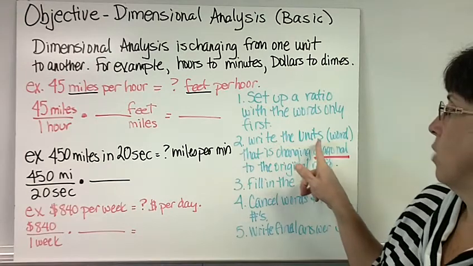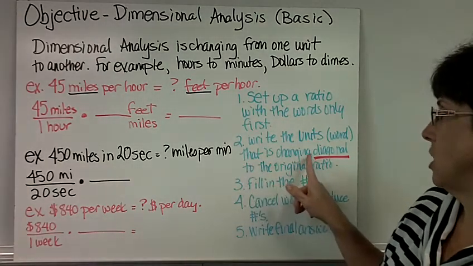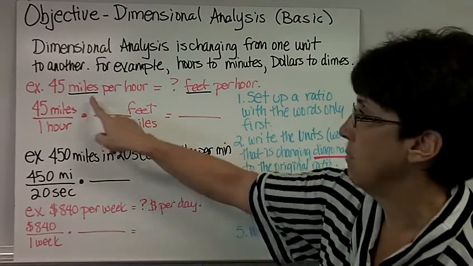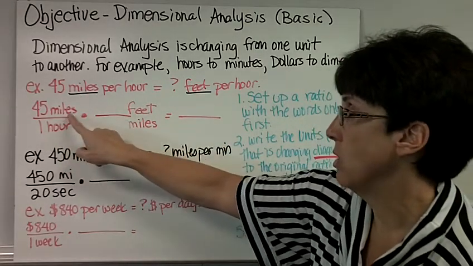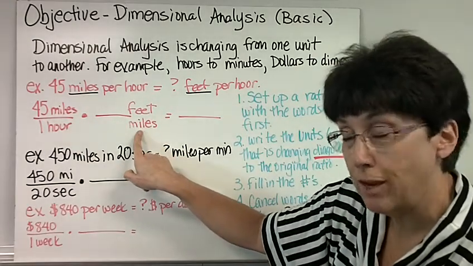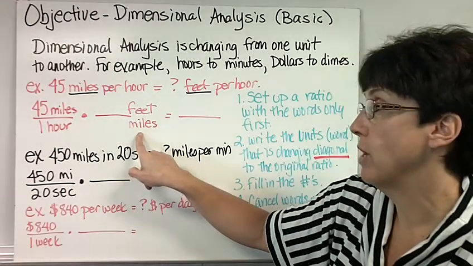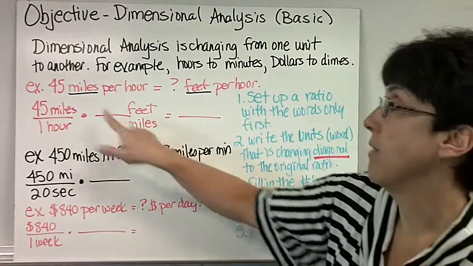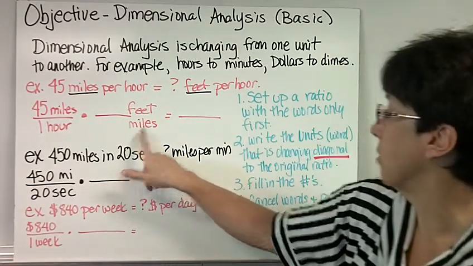Number 2, write the units, the word or words that is changing, diagonal to the original ratio. So I'm changing here miles to feet. So when I wrote my first one set up, I want to change miles. So since miles was in the numerator, I make sure to write it in the denominator. Because if you notice, this is now fraction multiplication. And remember, with fraction multiplication, we want to simplify as much as we can before we multiply. And that's how we simplify, is having one term or number in the numerator and the other in the denominator.